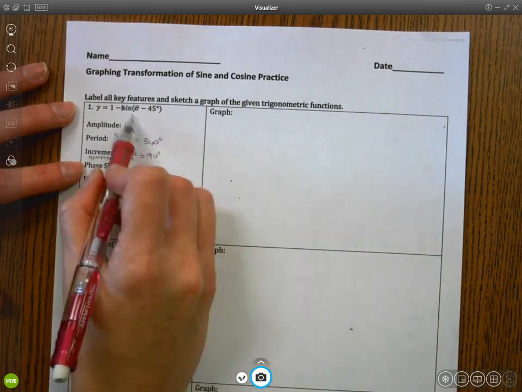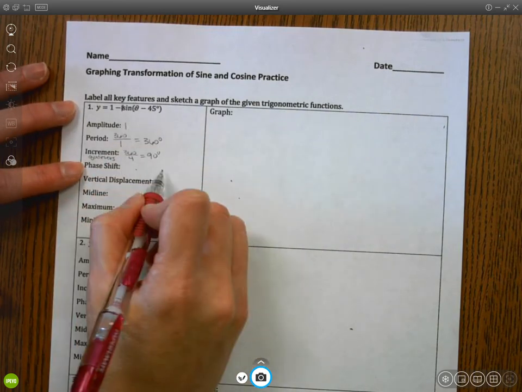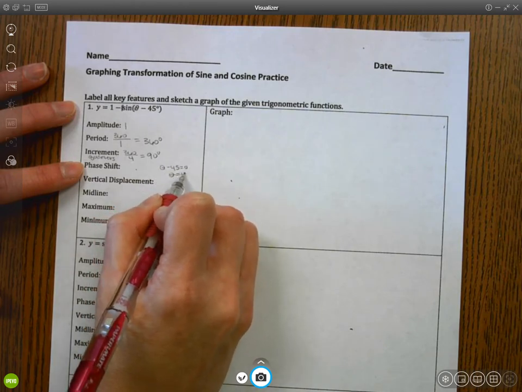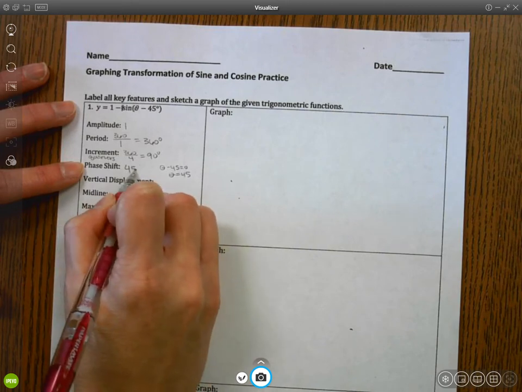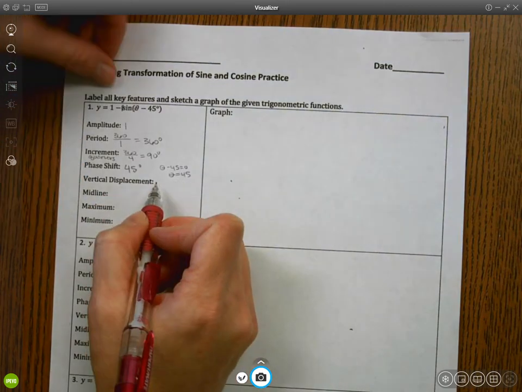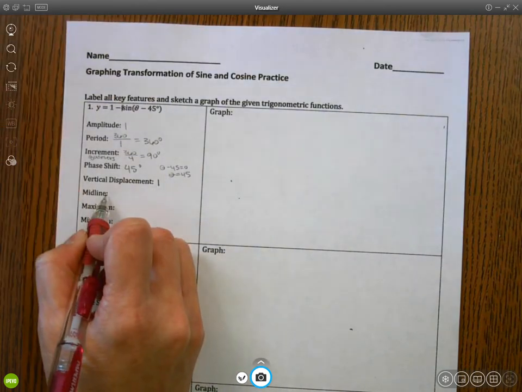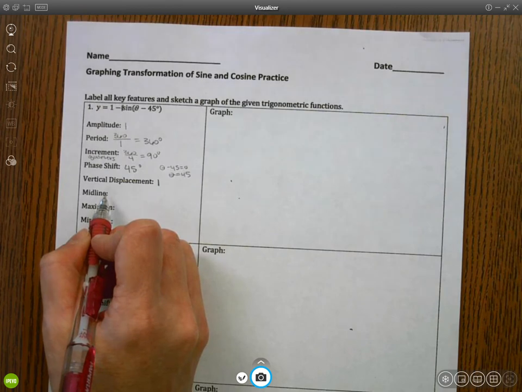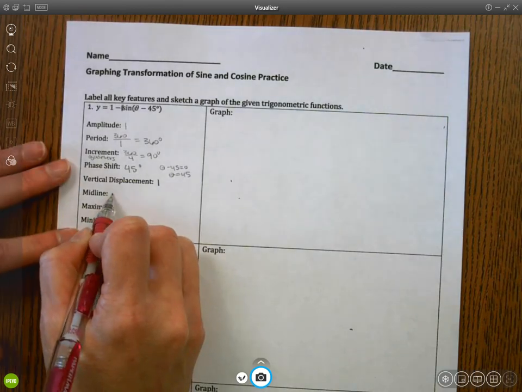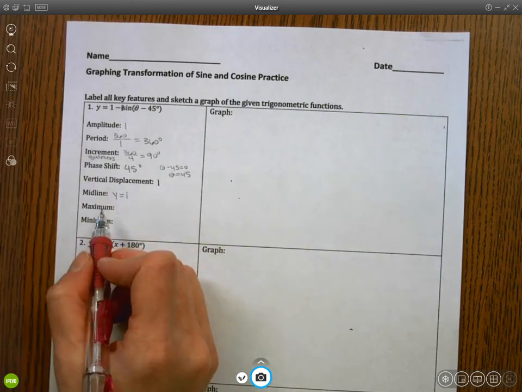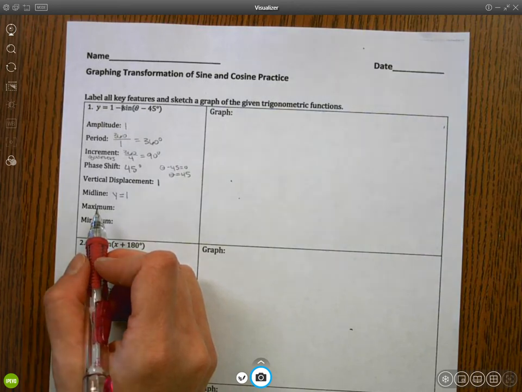Phase shift, we take what's in parentheses and equal it to 0. So we get 45 degrees. Vertical displacement is this extra number, so a +1. Midline is going to be your vertical displacement, but as an equation. The max and min, it's going to be the maximum point and the minimum point, which is what those big N's and little N's are standing for, but I still can't remember what the I stands for.